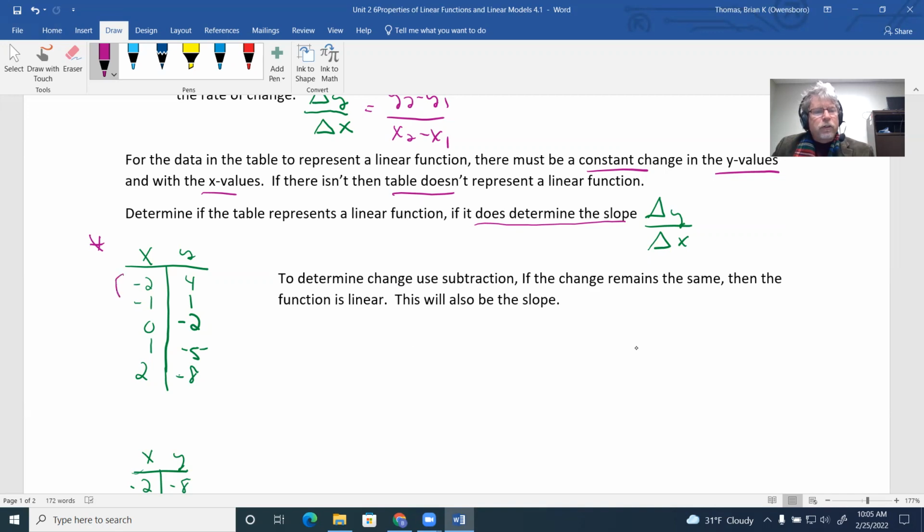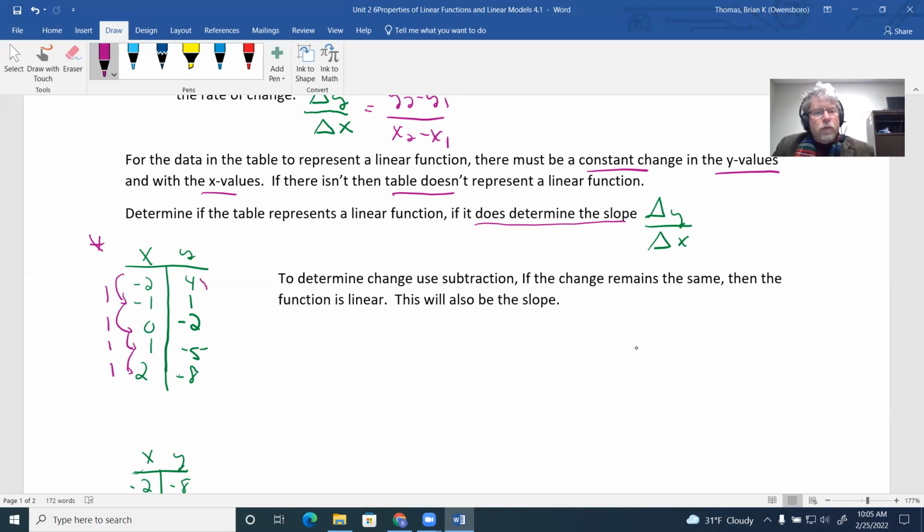Notice how it goes from -2 to -1. That's an increase of 1. -1 to 0, that's also an increase of 1. 0 to 1, that's an increase of 1. 1 to 2, that's an increase of 1. So there is this constant change in the x's. So what has to happen is there has to be this constant change in the y's.